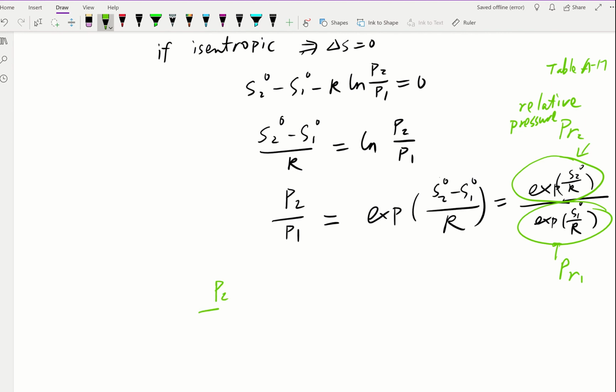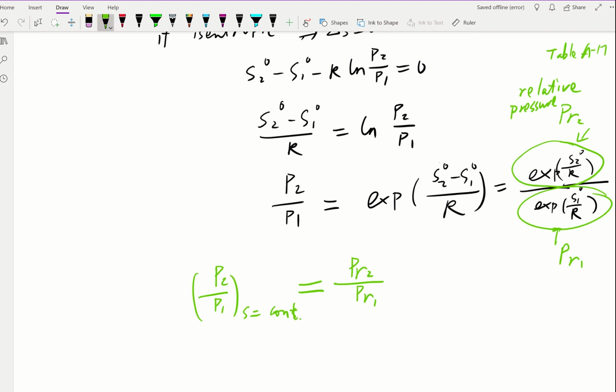It's P2 over P1. And we're going to write a subscript because this is an isentropic process, constant S. P2 over P1 is going to be equal to PR2, this relative pressure, over PR1. Isn't that easy? Right? So that is the new concept I want to introduce.